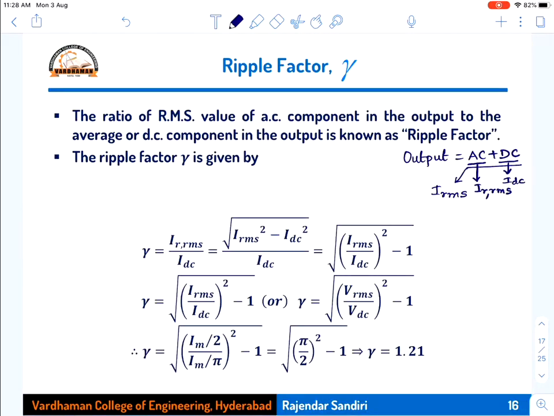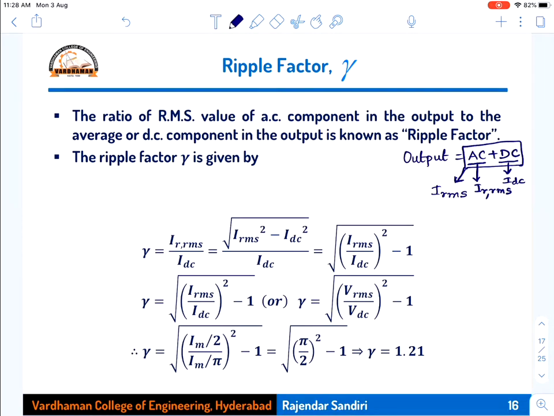I hope you understand these three terminologies. Very important here. Output is the combination of AC plus DC. That AC plus DC, the RMS value is denoted as IRMS. Similarly, in voltages also you can write VRMS. If I'm writing in terms of currents, the same way you can write it for voltages also. IRMS is there, then VRMS. IRRMS will be VRRMS. IDC will be VDC. So whatever I'm writing for currents, you can even represent that for voltages also.